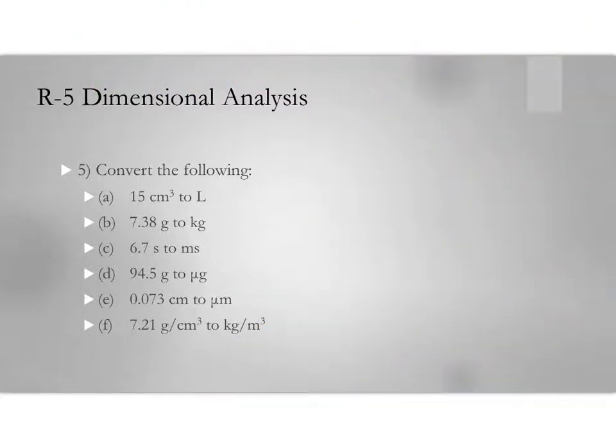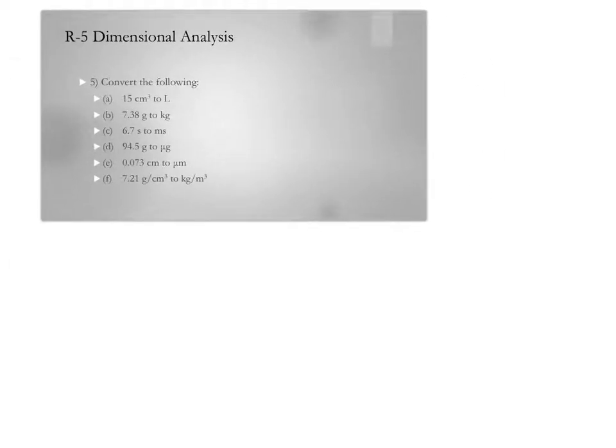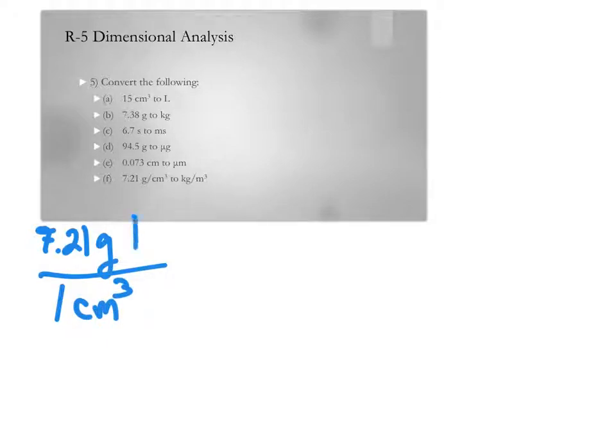All right, and then the last problem on this page, we've got 7.21 grams per cubic centimeter, converting it into kilograms per cubic meter. And this is definitely one of the most challenging problems. So it's going to require a bunch of space. You have 7.21 grams per 1 cubic centimeter. Now, you're going to need to convert grams into kilograms, and that's the easiest thing to do first. There are 1,000 grams in a kilogram.